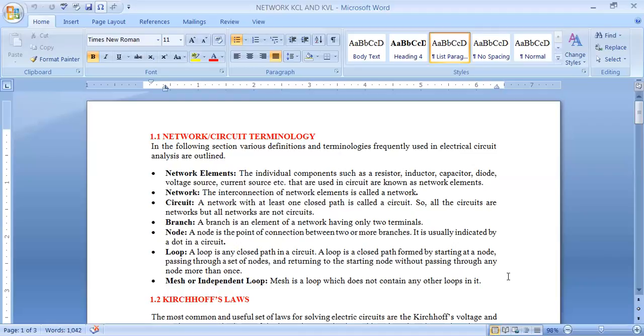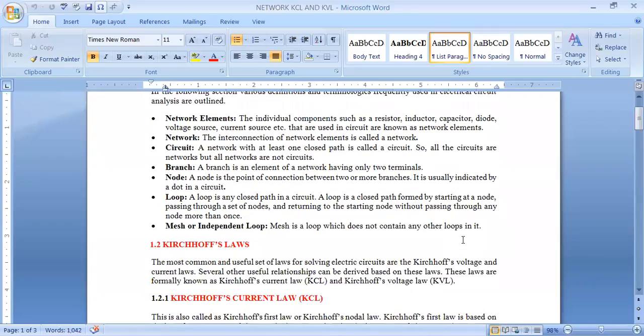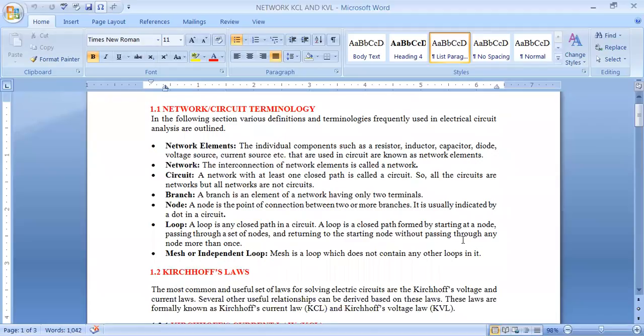Right. Now, what is the most common useful set of laws for solving electrical circuits? See this one, Kirchhoff's law. The most common and useful set of laws for solving electrical circuits are Kirchhoff's voltage law and current law. Several other useful relations can be derived based on these laws. These laws are formally known as Kirchhoff's current law and Kirchhoff's voltage law.